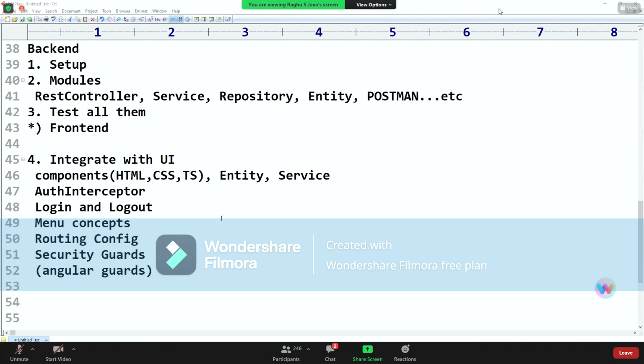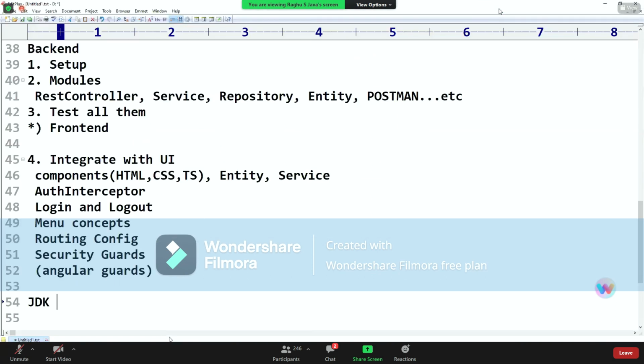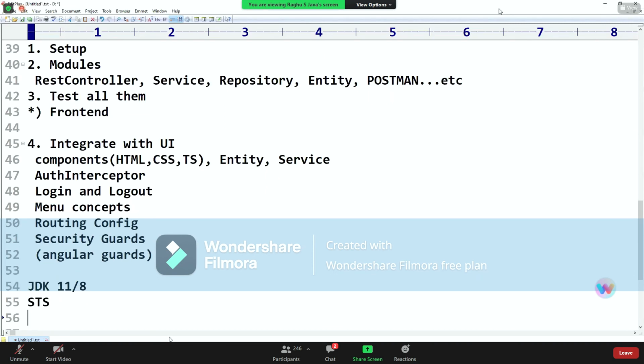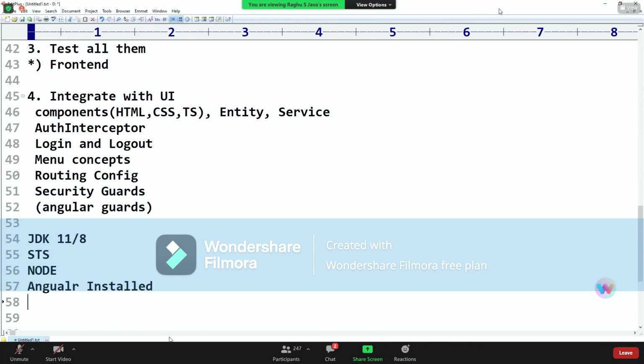So these are the major concepts we are going to do here. I hope you have already done the mini projects, so setup is not required. You already have JDK 11 or 8, which is fine, STS, Node, Angular and TypeScript installed. So no setup required. VM and Visual Studio Code are there.